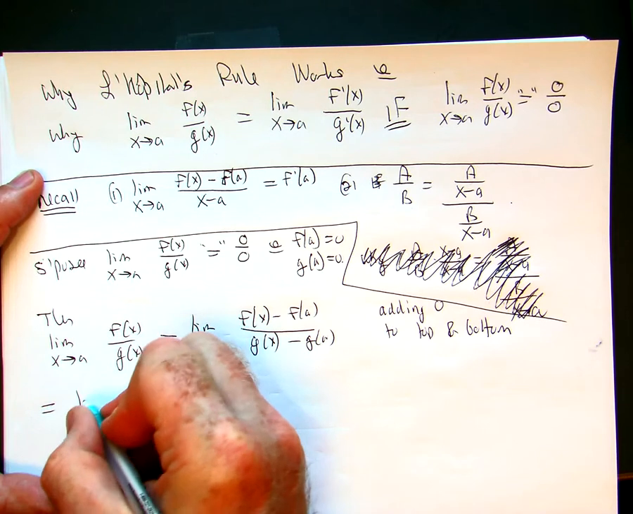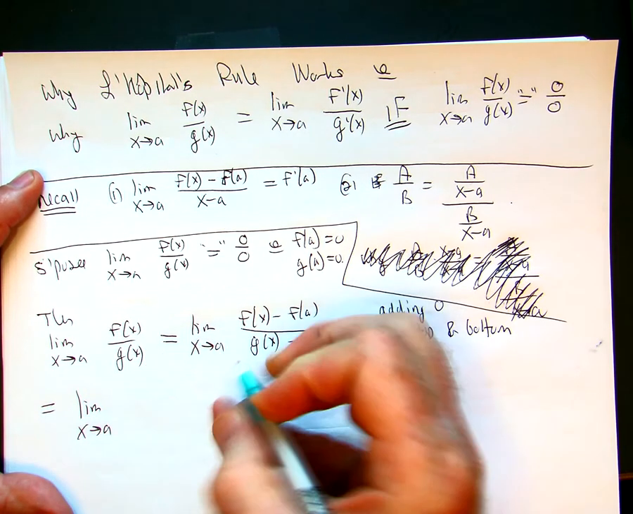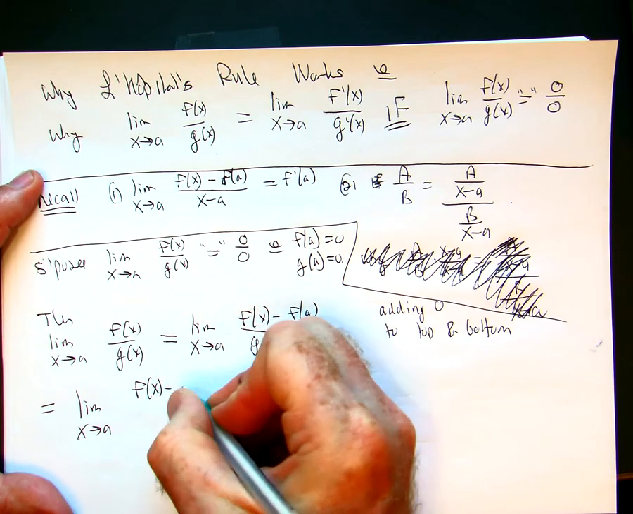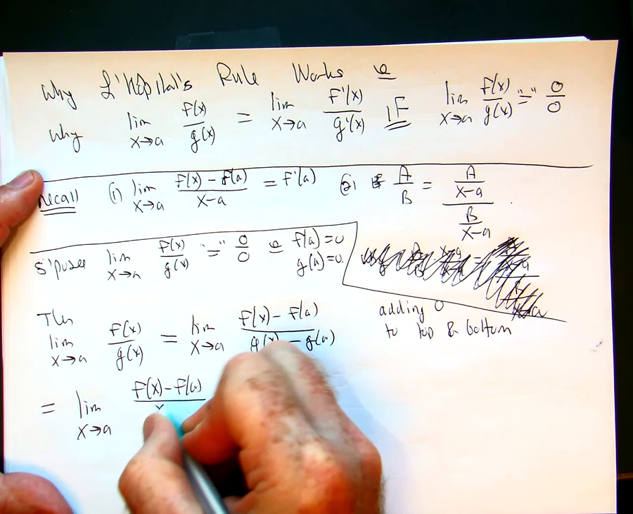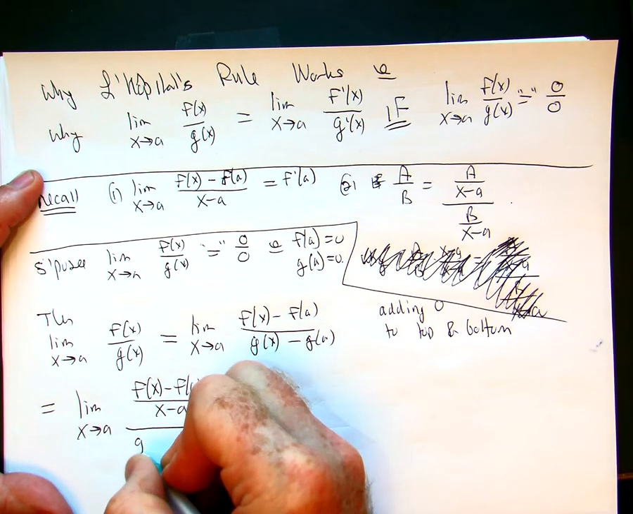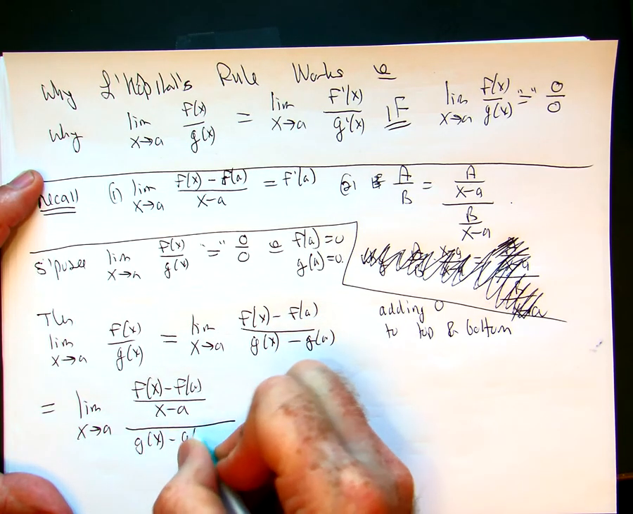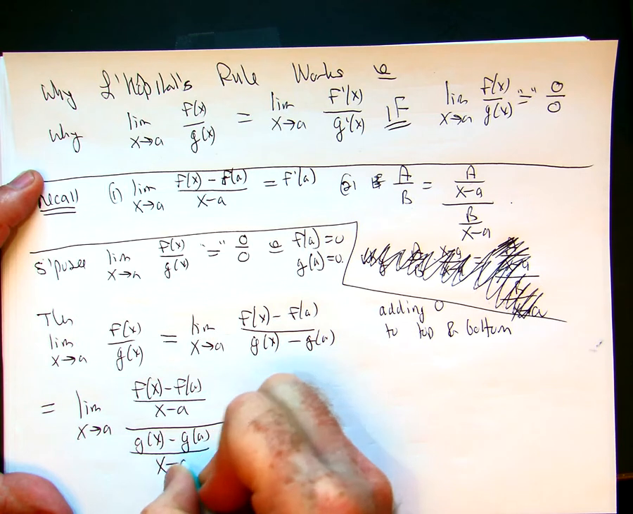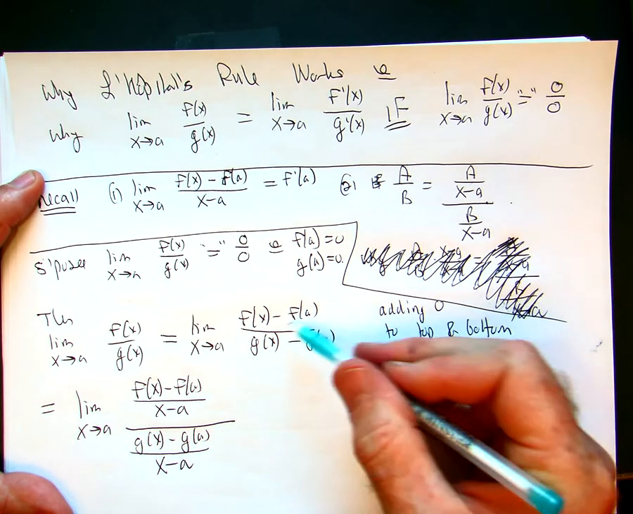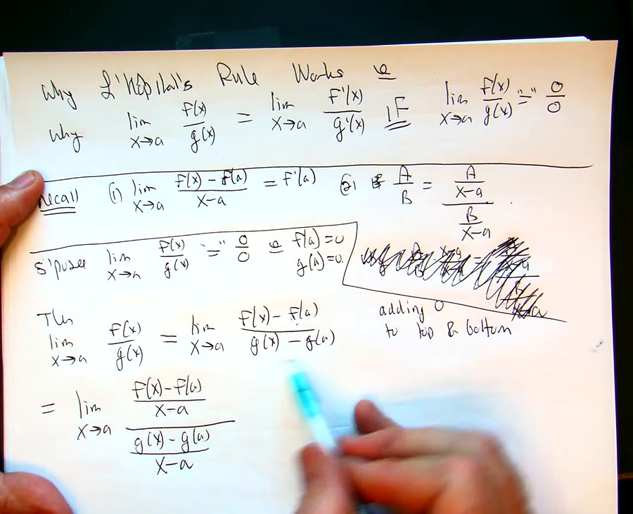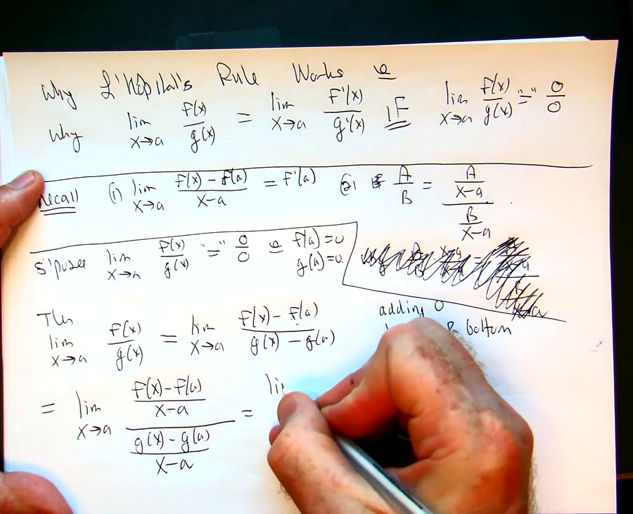This is equal to the limit as x goes to a. I'm going to divide the top and the bottom by x minus a. So in other words, I'm applying this to this. Divide that by x minus a, divide that by x minus a. Well, you can see where this is headed.